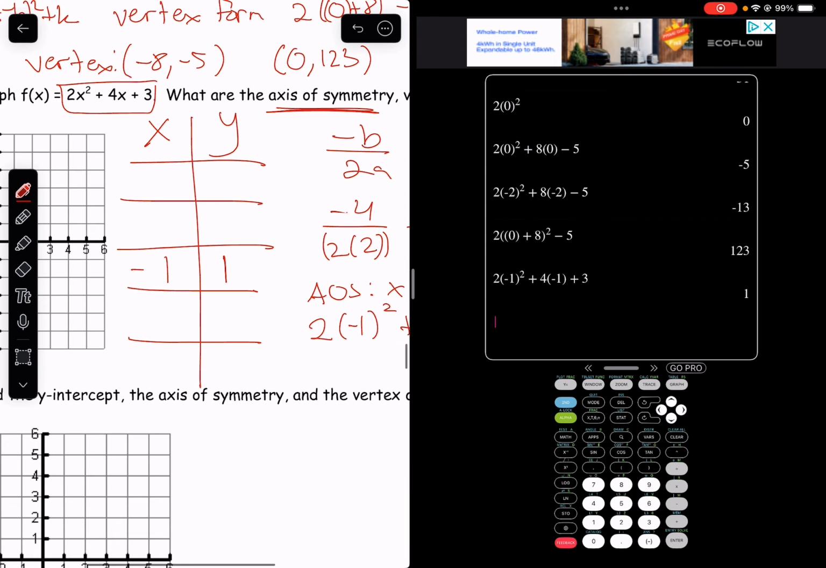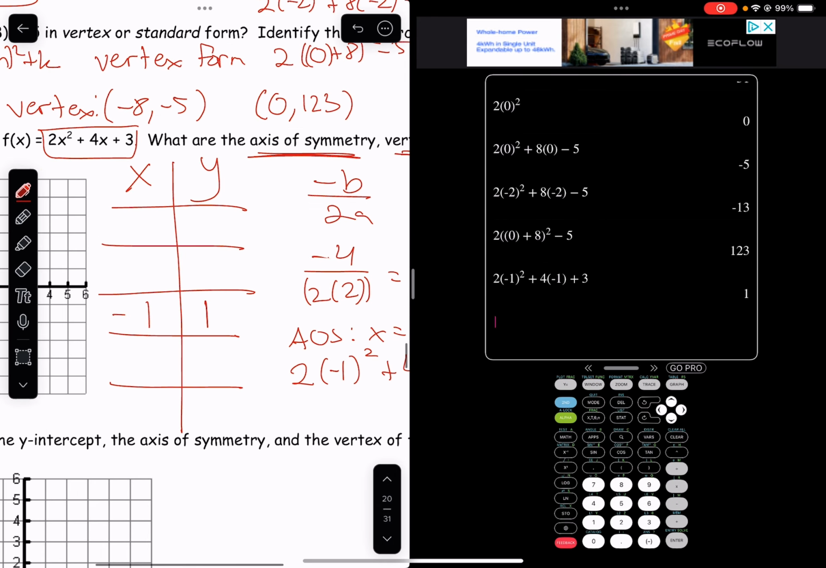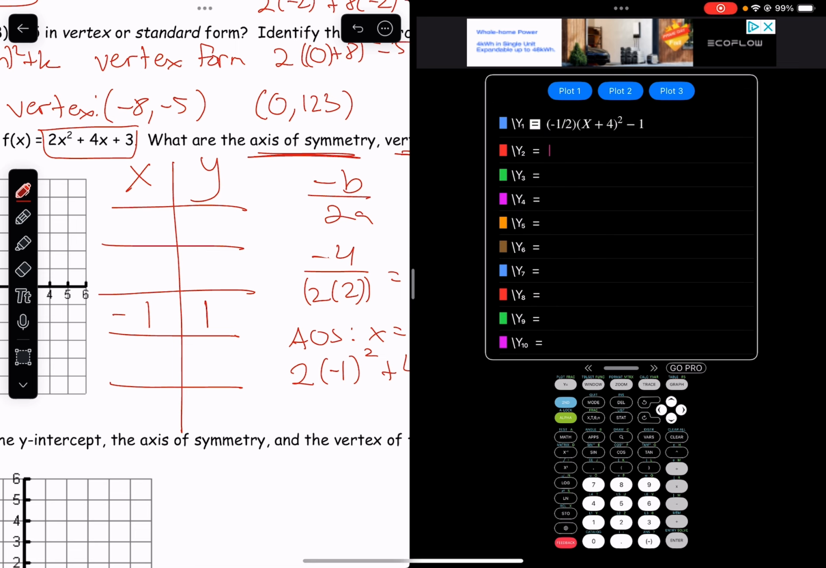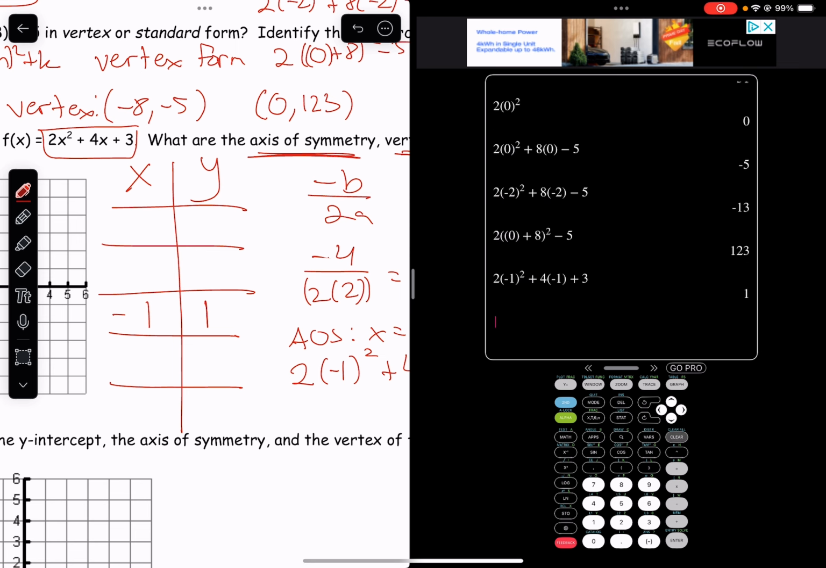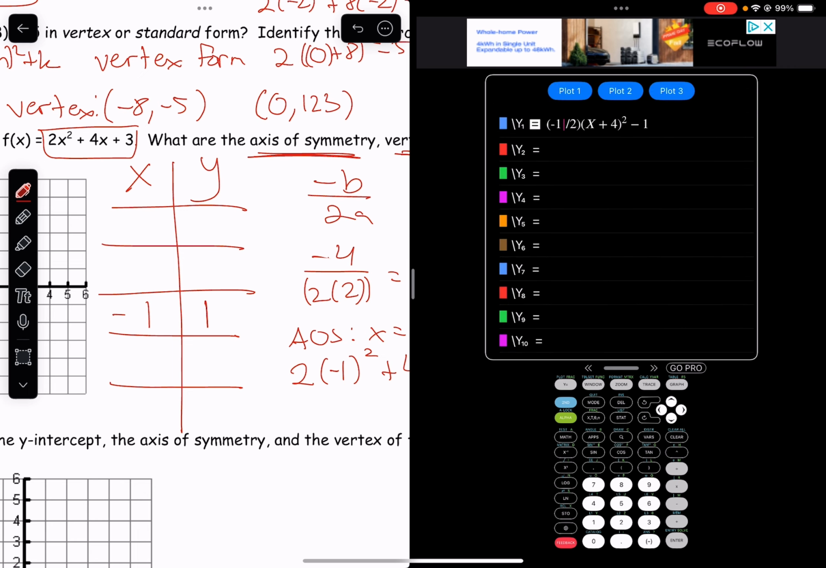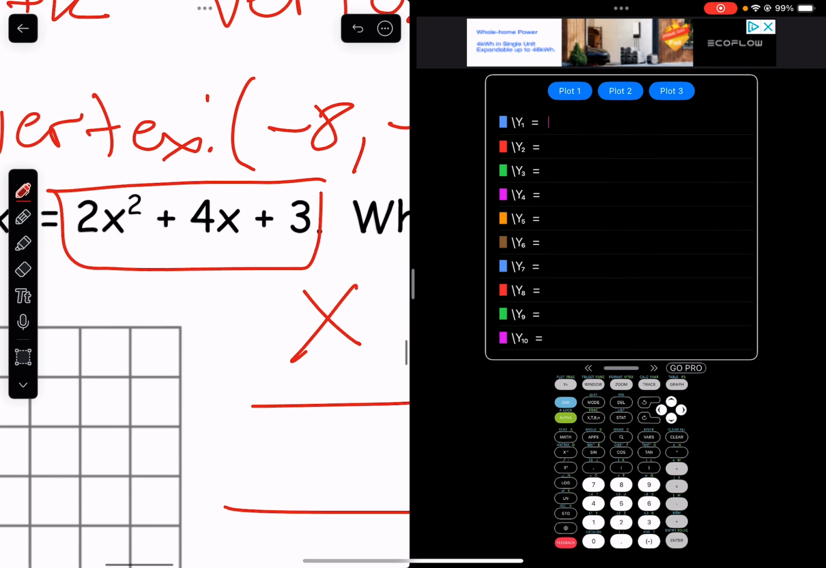Now, there's a couple of different ways you can go about getting the rest of this chart. You can, of course, plug it into your graphing calculator. So now that we know where my vertex is, I know kind of where to center it. I can go and plug this into my y equals. So I'm going to do y equals and then clear out anything I have in here. And I can just plug this in, right?